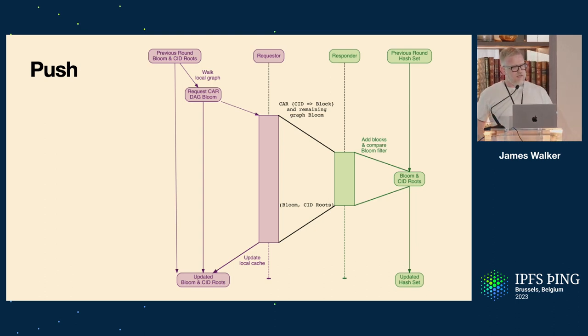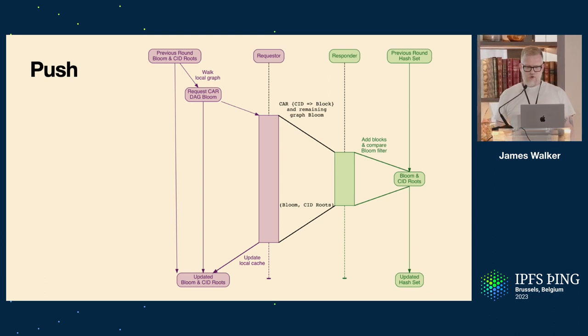The push side is basically the same thing in reverse, more or less. If I am pushing things, I am going to generate the CAR file with its matching Bloom filter and send that across the wire. The responder side receives those blocks, adds them to the local store, updates its Bloom filter with the new CIDs that it is aware of, and sends that back. And again, in both of these cases, this will happen in a couple rounds until the transfer is complete.